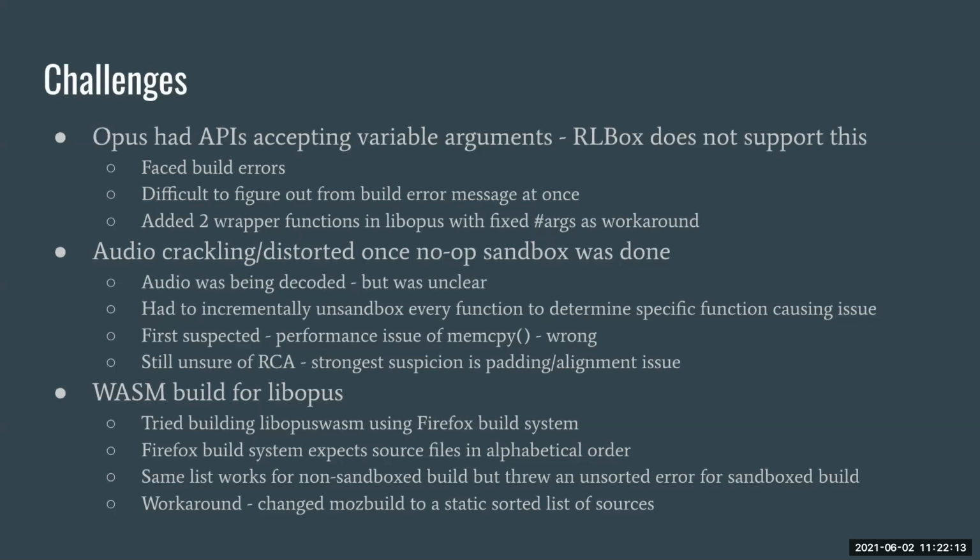Coming to the challenges, we highlight three of them. The first one was we were getting a build error every time we sandboxed the function opus_multistream_decoder_ctl. The other functions sandboxed were not throwing an error. It was only after a certain point of time that we realized that maybe because it had a variable number of arguments that it was throwing an error. RLBox does not support functions with variable number of arguments. As a result, we added two wrapper functions in libopus to work around and move ahead in the project.